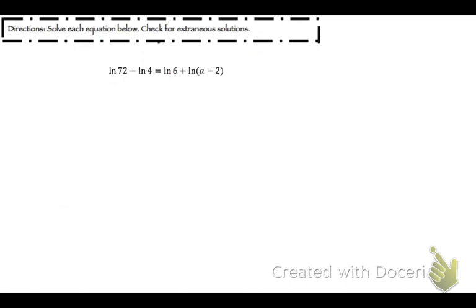Do this one. So we have to combine first. So subtraction goes with division. Addition goes with multiplication. So 72 divided by 4, 6 times a minus 2. Well, 72 divided by 4 is 18, and that becomes 6a minus 12. Now you can cancel those. So you get 18 equals 6a minus 12. Add the 12 over, 30 equals 6a, and a equals 5.